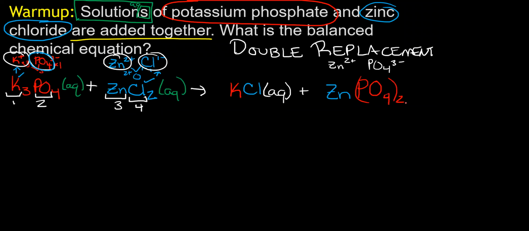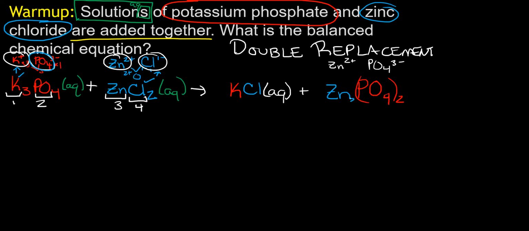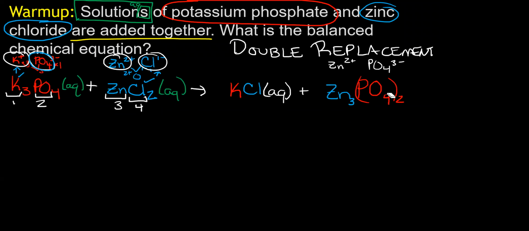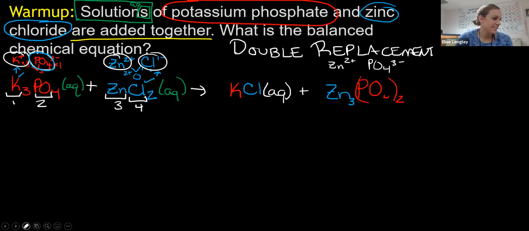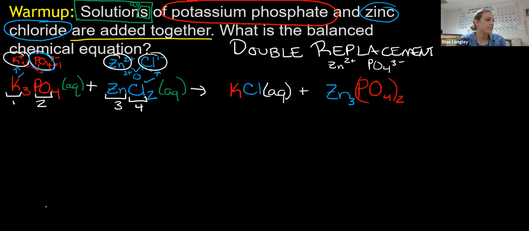Well, I know that the charges have to cancel out, which means they have to both equal the same number. So if I have 3 zincs, then that means I have a charge of +6. And then the other one, if I have 2 of them, that means I have a charge of -6, which then cancels out, making it even. That's perfect. You did a great job.